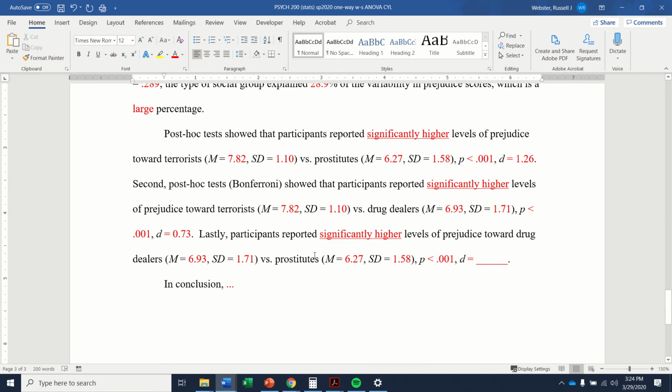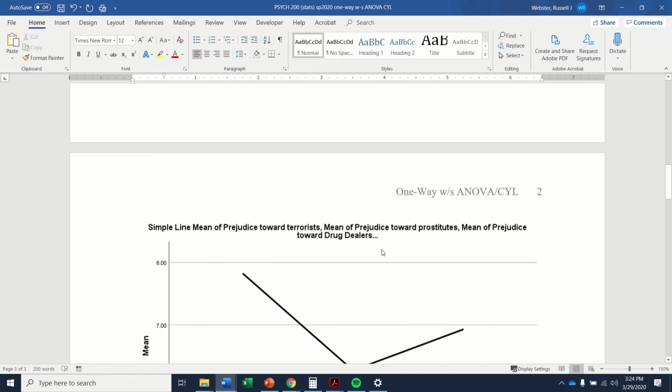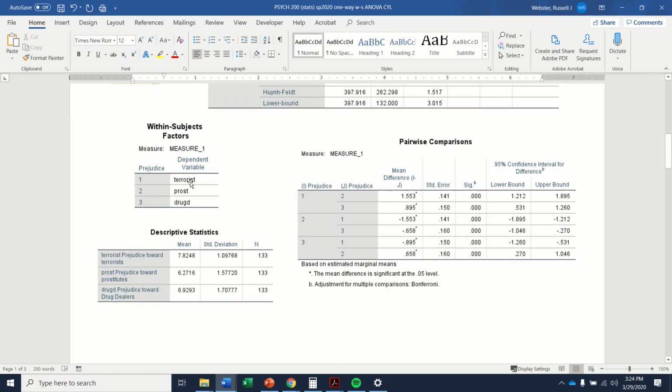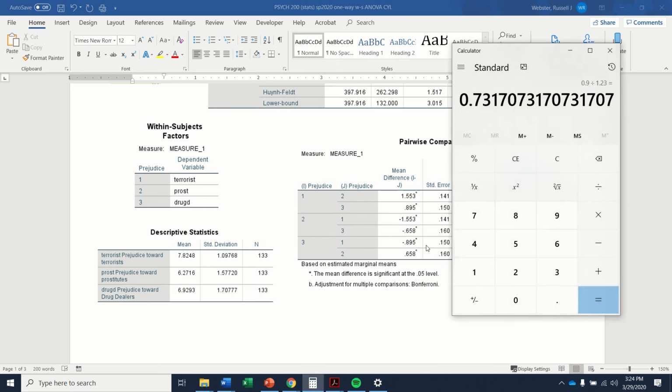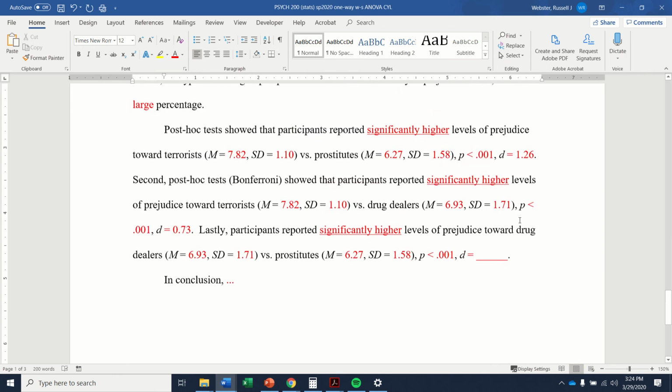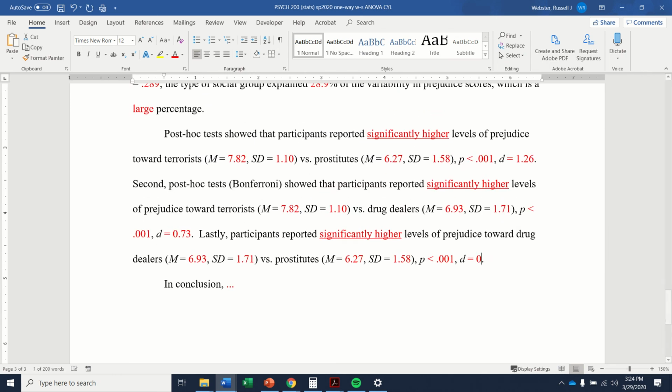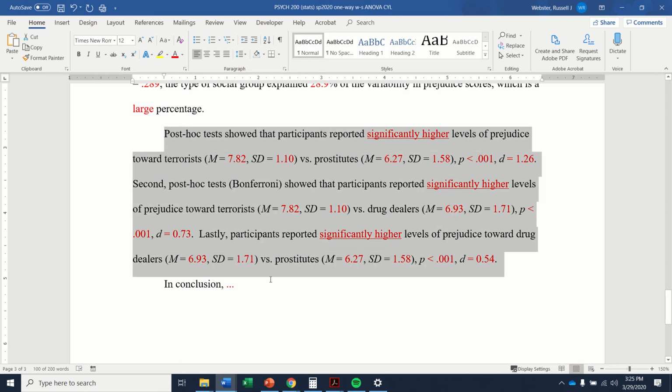And then finally we have drug dealers versus prostitutes, so that's 2 versus 3. The mean difference here is 0.66. 0.66 divided by 1.23 gives us a d of 0.54. And again, we'll keep this d positive because the mean for drug dealers is numerically bigger than the mean for prostitutes. So that's the post hoc table.